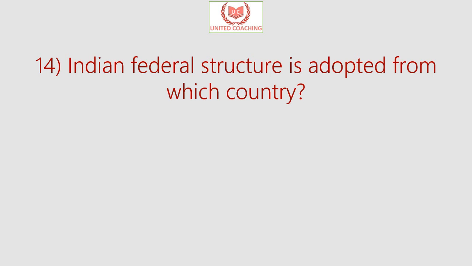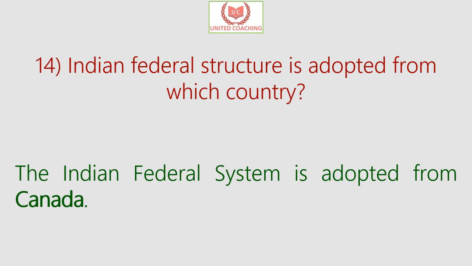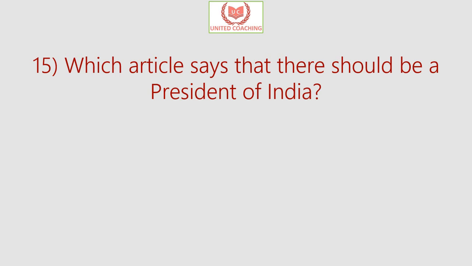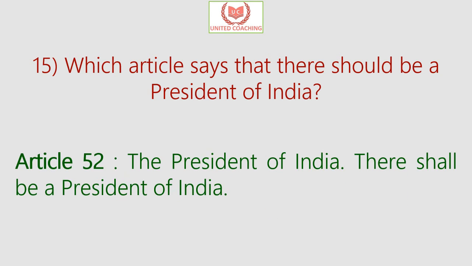Our next question is, Indian federal structure is adopted from which country? So answer is, the federal system of India is adopted from Canada. Our next question is, which article says that there should be a President of India? So answer is Article 52, the President of India, and it states that there shall be a President of India.